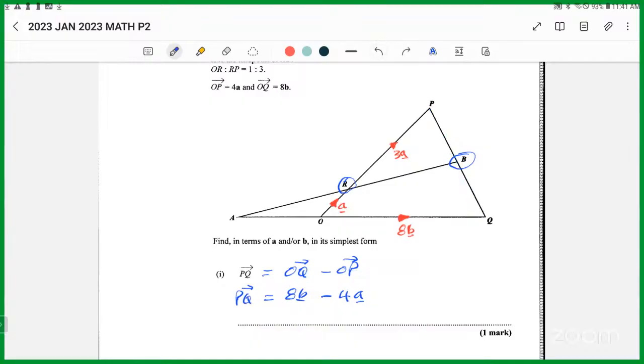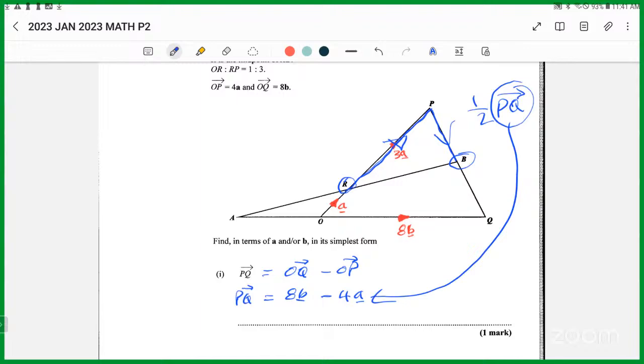So to go from R to B, it's simple. I'm going to go R to P first up here, and then go P to B right here, where that P to B is just half of the PQ. With the PQ now being this. Simple as that. So let me work it out up here, where the diagram is right in front of us, and then we'll move it down.